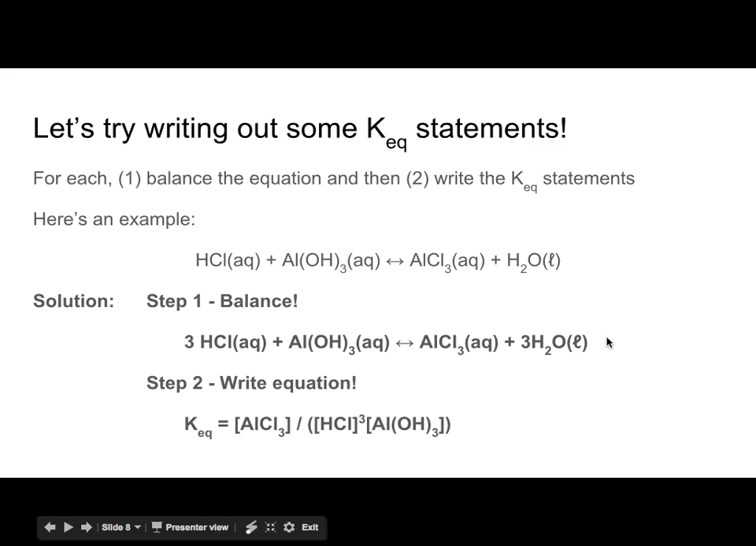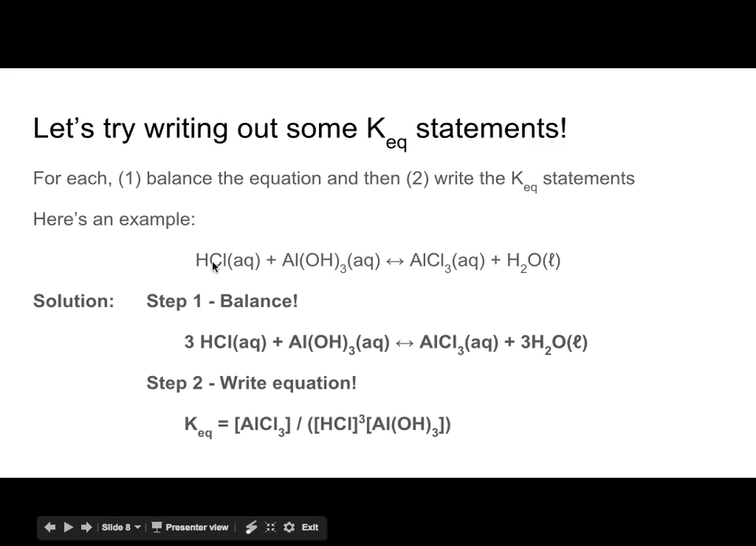So let's try an example. It shows you everything all at once, but we can walk through it. I meant to animate it, and oops, I didn't, and I'm not re-recording this. So when you write out a KEQ statement, there are 2 things that you need to do. First thing you have to do is make sure it's balanced. If it's not balanced, whatever you write, you're wrong. The second thing is you then write the equilibrium statement. But step number 1, you have to make sure it's balanced. If it's not balanced, you are wrong every single time.